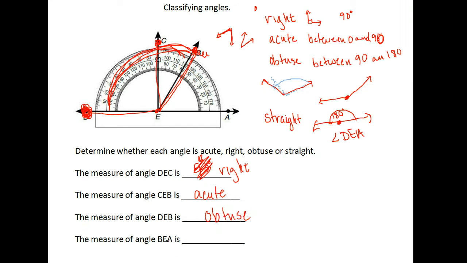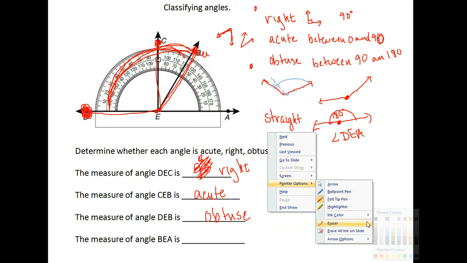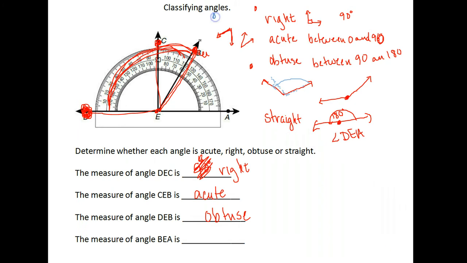And finally, BEA. What type of angle is BEA? I'll try and change my ink color so that we can actually see it. Okay, so if we start at B, run down this ray to E and out to A. Take a look at that opening. Here's our opening. Is that big, little? Well, it's little. It's smaller than 90, so that would also be an acute angle.